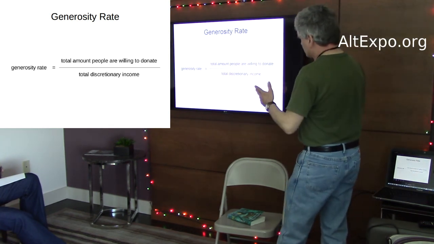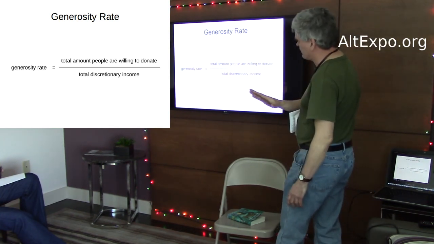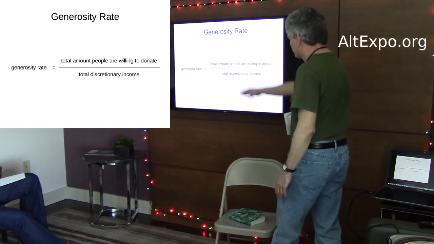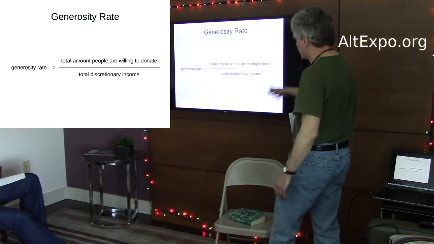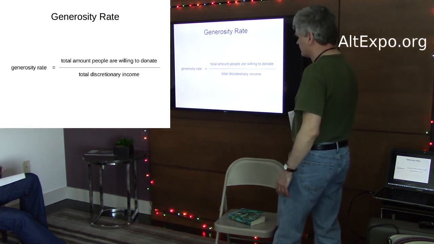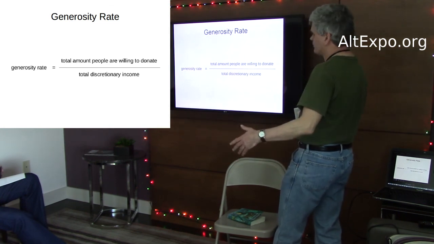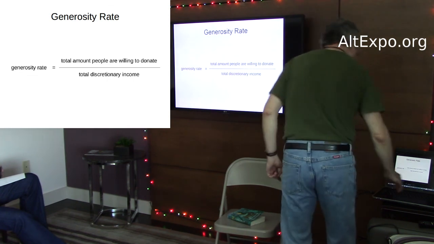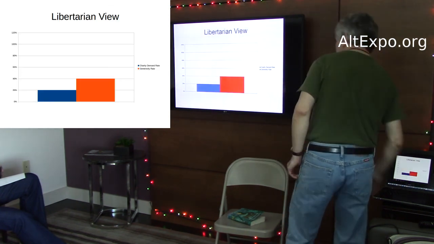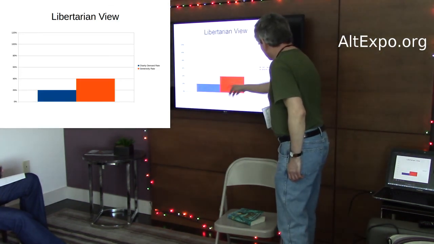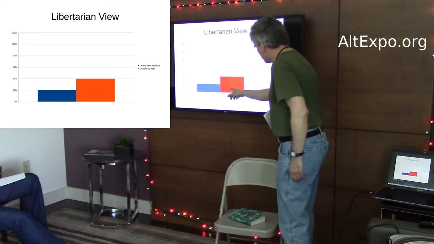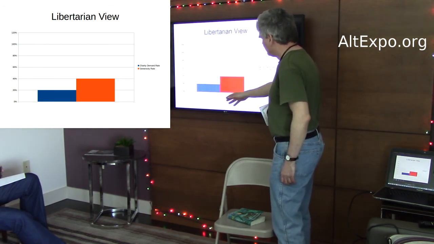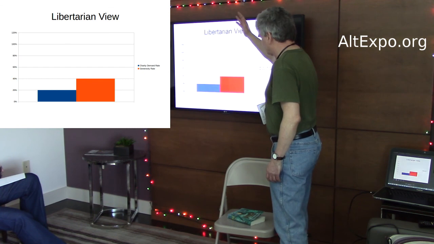So to help, it's useful to compare the charity demand rate with the generosity rate. This is the total amount of people who are willing to donate as a percentage of their discretionary income. So if everyone will donate 40% of their income, then the generosity rate is 40%. And so we can compare these two numbers here, the charity demand rate compared to the generosity rate.